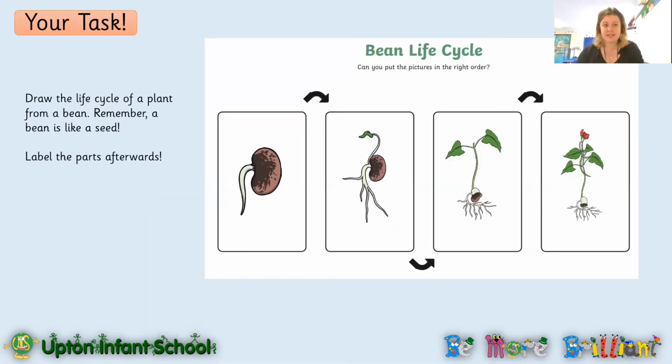So your task today, I would like you to draw the life cycle of a plant from a bean. So remember, a bean is like a seed, okay? So I would like you to draw the seed, and then draw the lovely dangly roots, draw that long stem, and then the final plant with its leaves and its petals. Okay, it's just like on the screen here in your books.